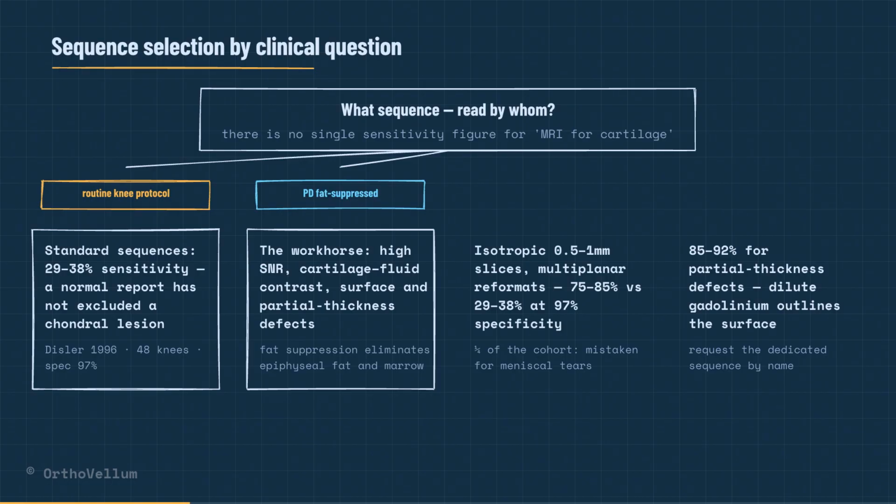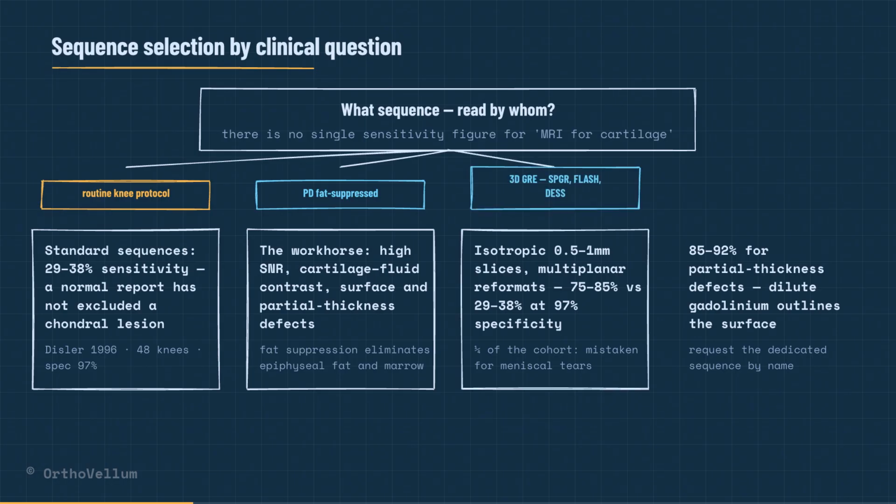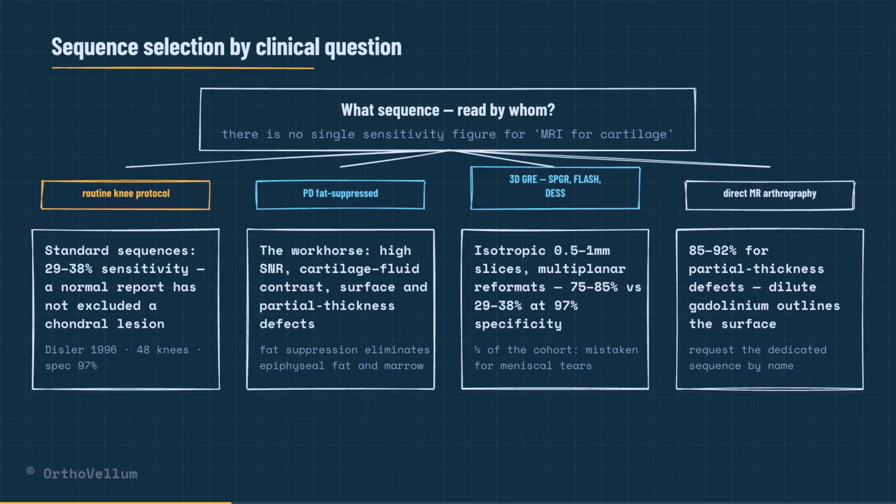The dedicated tool is three-dimensional gradient echo, SPGR, FLASH, DESS, isotropic 0.5 to 1 mm slices, multiplanar reformats, thickness mapping, 75 to 85% sensitivity, at identical 97% specificity. A quarter of that cohort had isolated lesions mistaken for meniscal tears, invisible on the standard sequences, visible on SPGR. And for the stubborn partial thickness defect, direct MR arthrography, dilute gadolinium outlines the subtle surface, 85 to 92%.